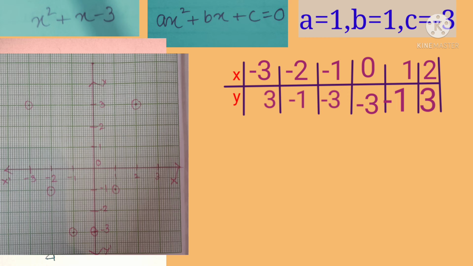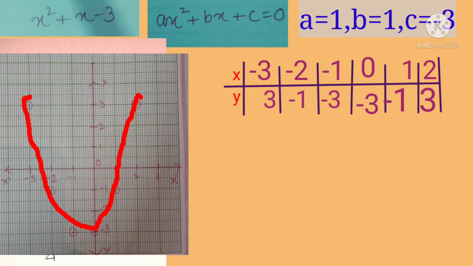Now let's plot in the graph. Minus 3 comma 3, we have plotted; minus 2, minus 1; minus 1, minus 3; 0 comma minus 3; 1 comma minus 1; and 2 comma 3. Now we got an actual parabola. This will be the simplest method for the graphical method in the quadratic equation.